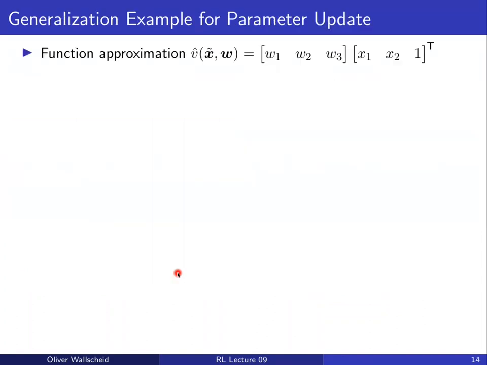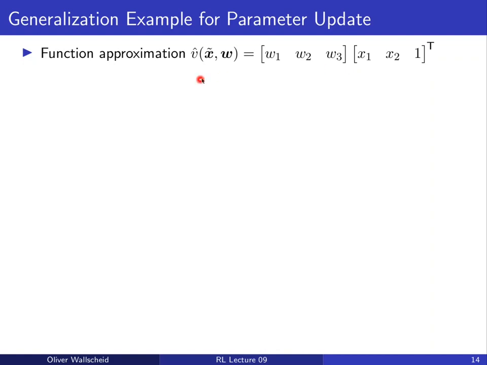But before that, I want to give you a very short example of that generalization problem, which we have discussed at the beginning of today's lecture, because now that we have introduced the parameter update rule, we can give you some intuition of how the generalization impacts the entire state value estimation in the state space. And therefore, we have prepared a very simple parameter update example where we want to do function approximation in a linear fashion. So we have a linear combination of three parameter elements, W1, 2, 3.